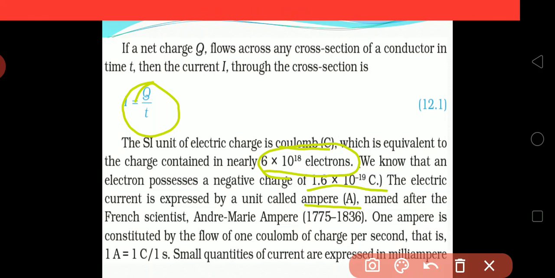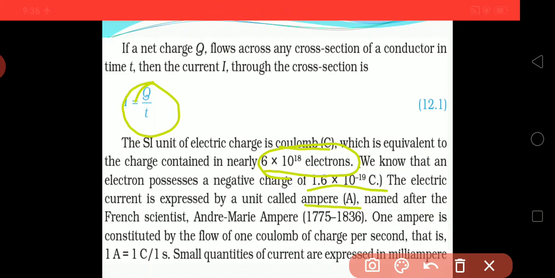From which scientist does it get its name? The French scientist Andre Marie Ampere. 1 ampere is constituted by the flow of 1 coulomb per second. Whenever we say 1 ampere of current is there, 1 coulomb of charge per second is passing in a conductor or a particular circuit.